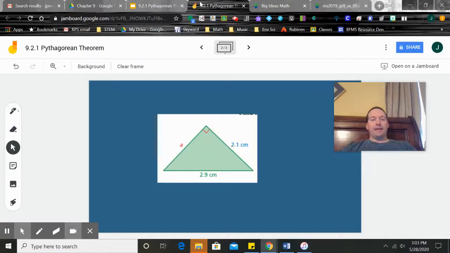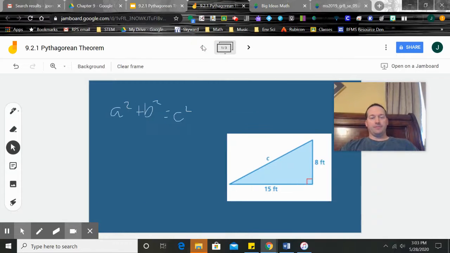Now let's go to the Jamboard to actually do a few of these. All right. So this one is like the one we did last time. It's 8 feet, 15 feet, and then we don't know the hypotenuse. So again, it doesn't matter which one we use for A and B. So we'll do 15 squared, which is that leg. Now we do the next leg, which is 8 squared, and that's going to equal the hypotenuse squared. So 15 squared is 225.